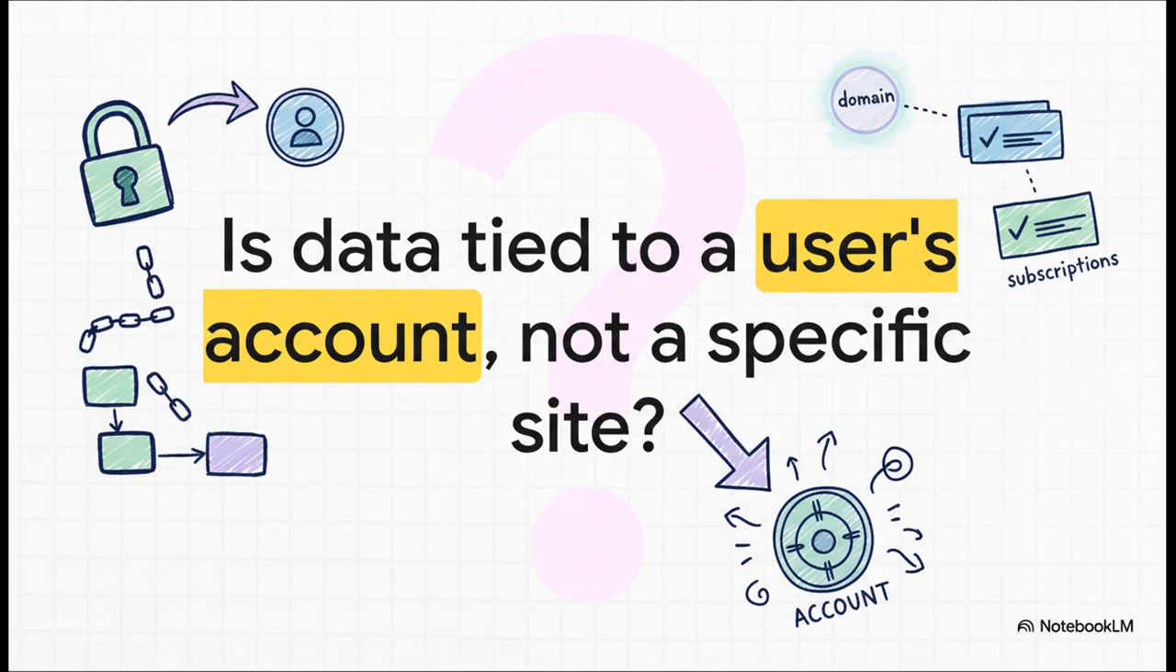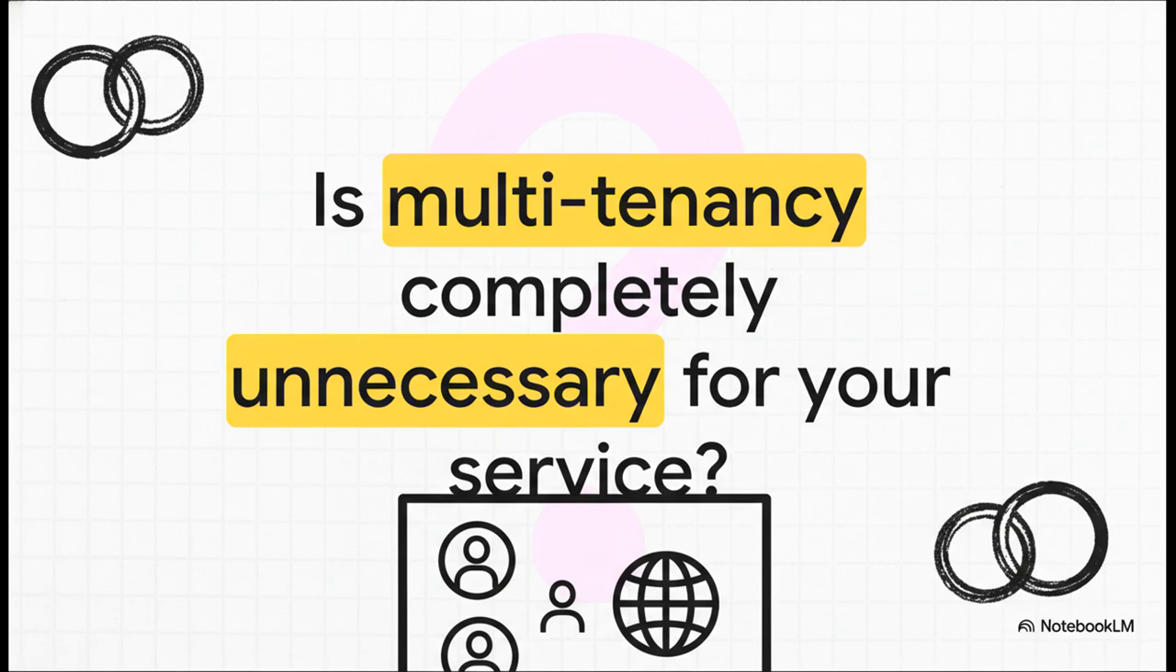But what if that data doesn't really belong to a site? If it's something like a domain name or a subscription that belongs to the user's overall account, then your path is super clear. Target account tenancy is the model for you. And finally, there's one more possibility. You might have a service where separating data between clients just isn't necessary at all. Maybe it's an internal tool or it manages global data. In that case, there's a model for that too, called single tenancy. It basically tells the system, hey, everybody's invited to this party, no separate rooms needed.